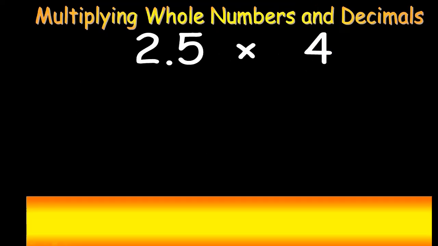This is another example, but this time we will use a standard algorithm to find the product. But before I start solving, I want to ask you a question. What is the difference between multiplying a whole number by a decimal and multiplying two whole numbers? We will answer this question after finding the product. Now let us start. The first step is to align the digits.